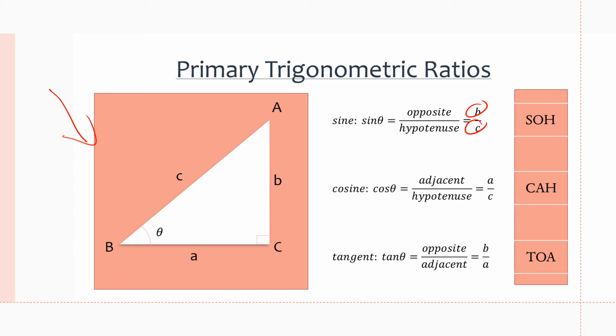And finally, we have TOA, which stands for tangent, opposite, and adjacent. So again, for the primary trig ratio tangent, we have opposite over adjacent, right? Numerator and denominator. And that's a really nice way to remember all the trig ratios and what goes in the numerator and the denominator, and it just makes it easy for us to remember, right?